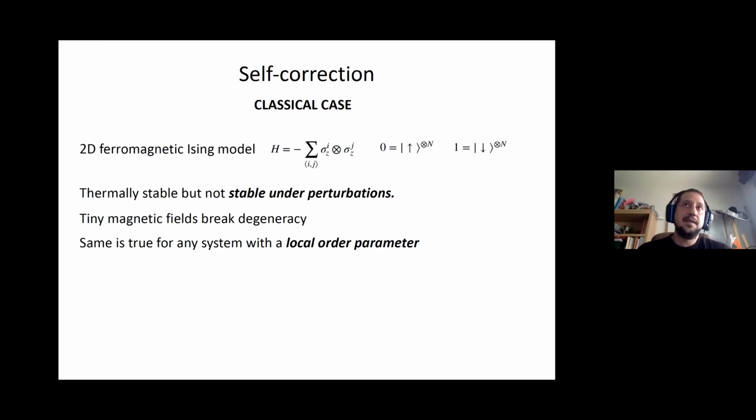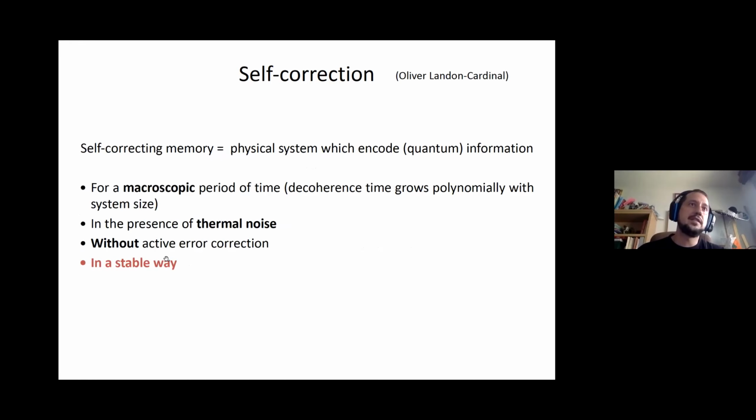And the same is true for any system in which there is a local order parameter. Of course, if we want to store quantum information, quantum systems are extremely sensitive to perturbations. It's impossible to implement exactly the Hamiltonian one wants. It's crucial that our quantum memories are stable under perturbations in the interactions. And that's why in the definition we put before, we included what I write here in red. The memory should be there for a macroscopic period of time in the presence of thermal noise without active error correction, but also in a stable way. So the memory should be stable against small perturbations.